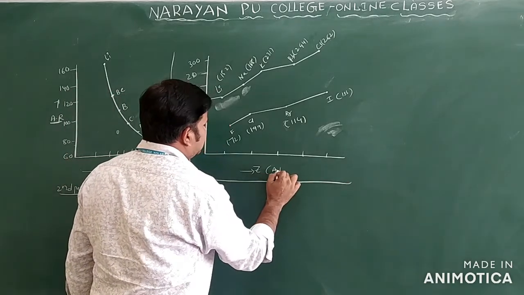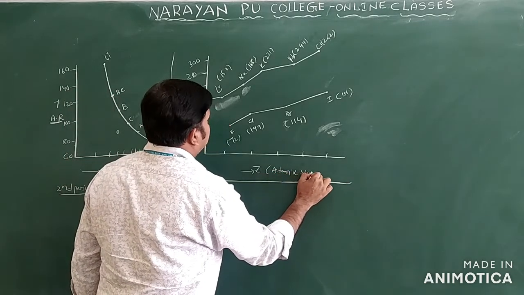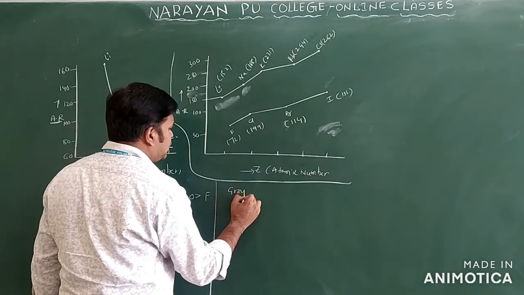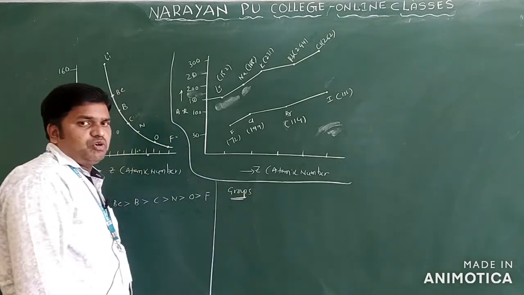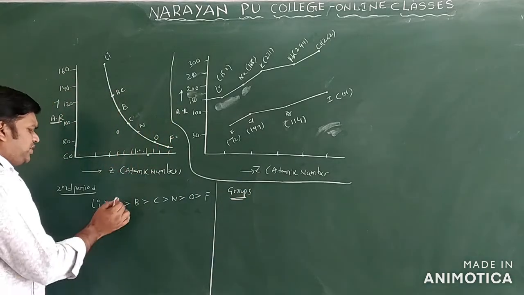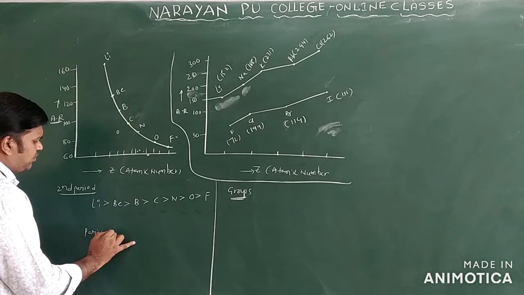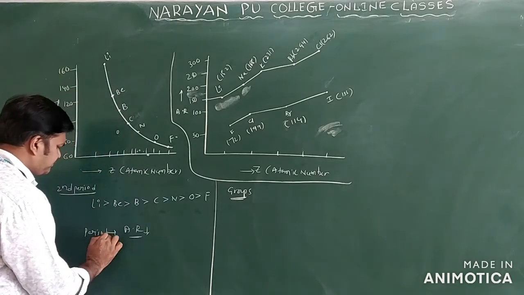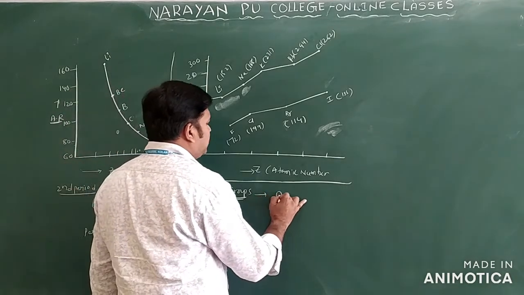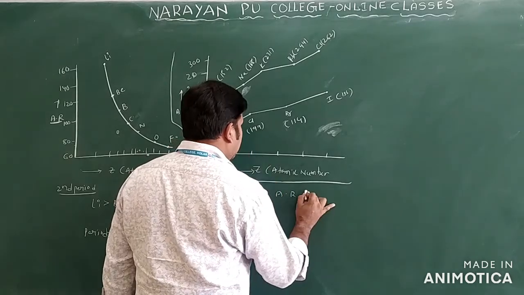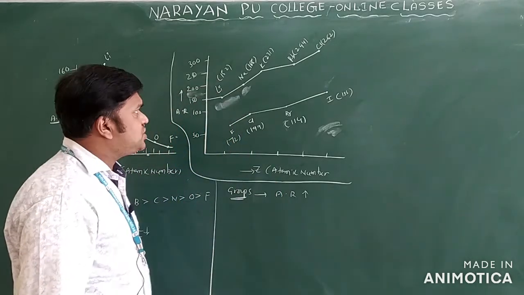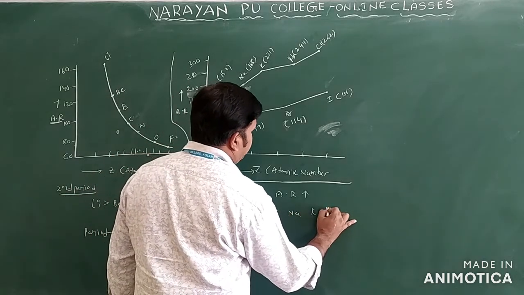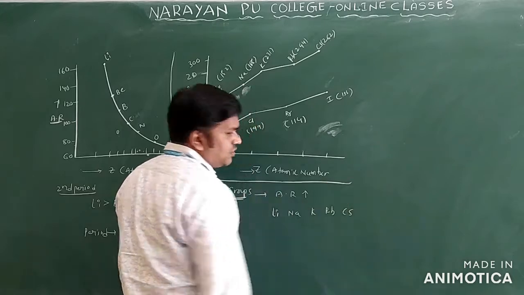Come to the second graph. What is Z? This Z is the atomic number. This is the graph for groups. You know, in groups from top to bottom, what happens? In a period, atomic radius decreases. In a group, atomic radius increases. You can see here we have lithium, sodium, potassium, rubidium and cesium.